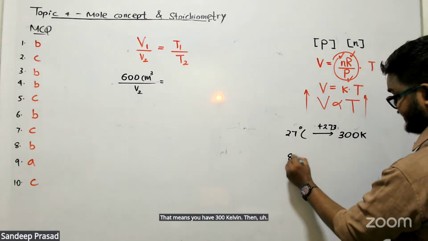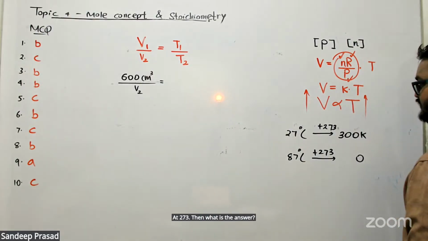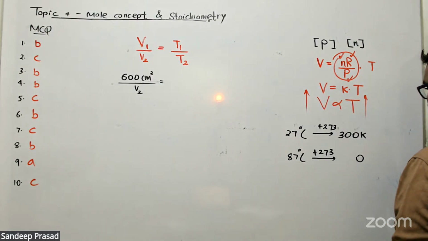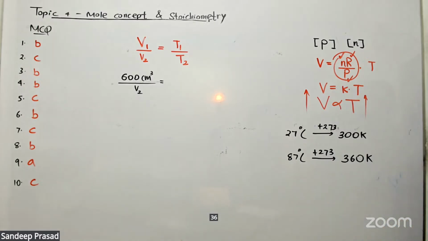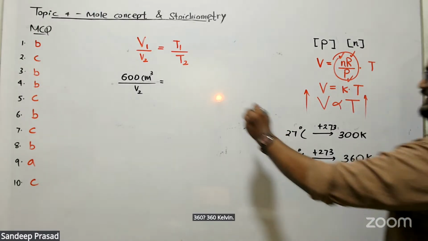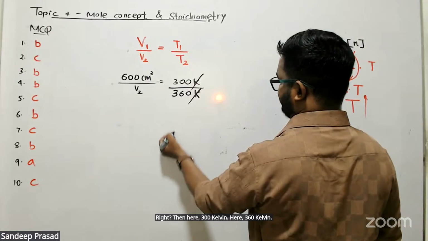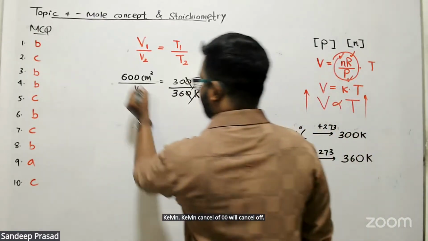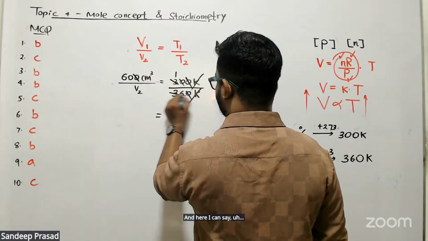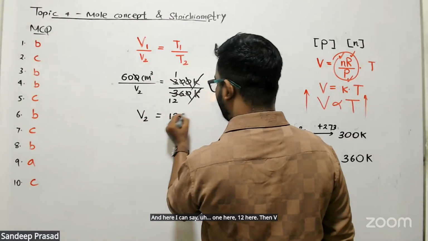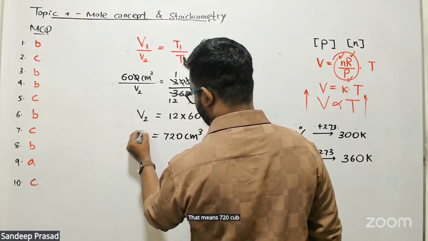Then 87 degrees Celsius plus 273 gives 360 Kelvin, right? Then here 300 Kelvin, here 360 Kelvin. Kelvin, Kelvin cancel off. Zeros will cancel off. Let me cut off these zeros. And here I can say 1 here, 12 here. Then V2 equals 12 multiplied by 60 cubic centimeter. That means 720 cubic centimeter. Here's the volume.